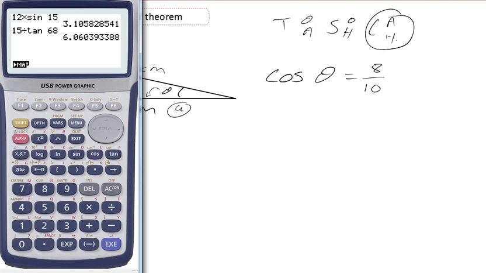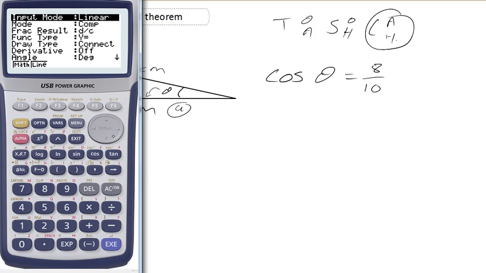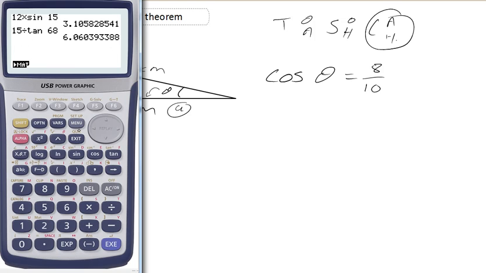Now, here's my graphics calculator. I'll remind you again that you need to make sure you are in the right angle mode. We've done that in the last two videos, so I am in the right angle mode because it says degrees. I don't want to say RAD or GRA because those are different angle measurements.